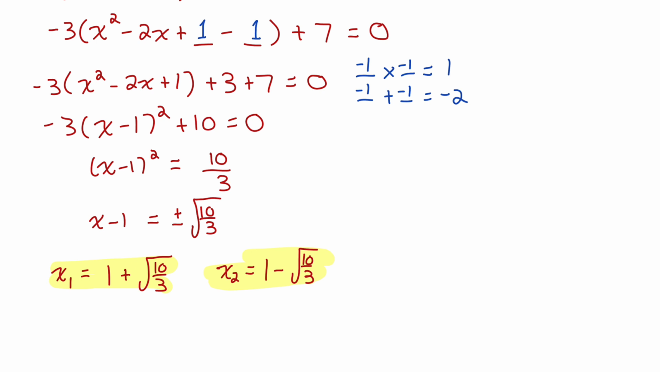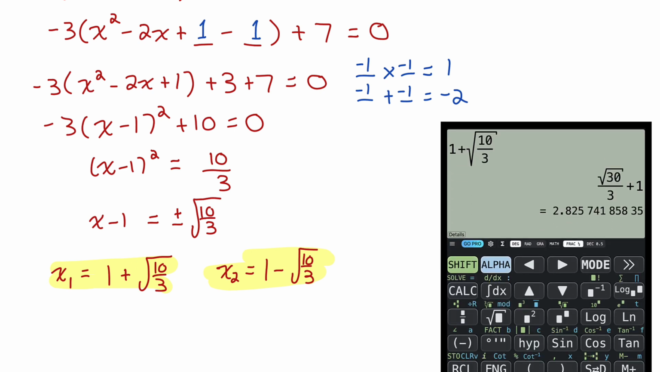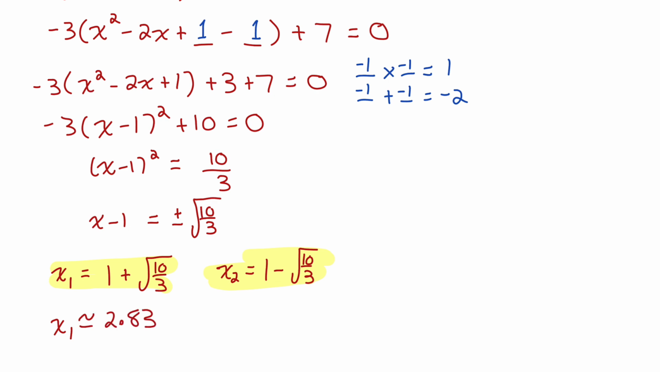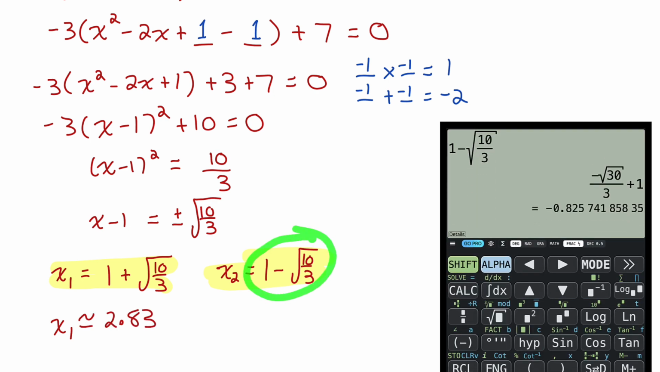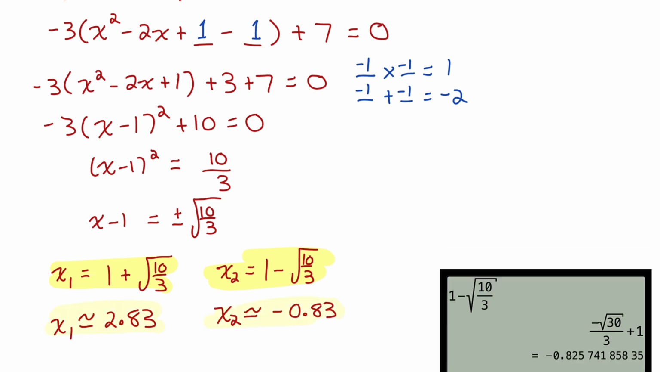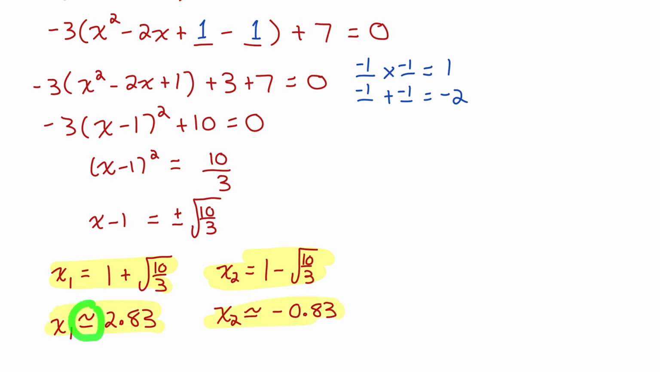But if we were interested in the approximate answers, so the approximate decimal value, we could type these on our calculator and get those values. Typing 1 plus the square root of 10 thirds, I could get the approximate x value of 2.83, and 1 minus the square root of 10 thirds is -0.83. Now notice I used the approximately equal symbol because these are just approximations.